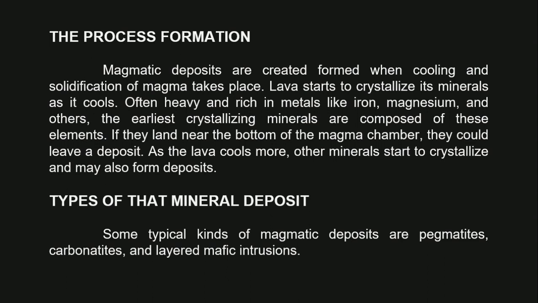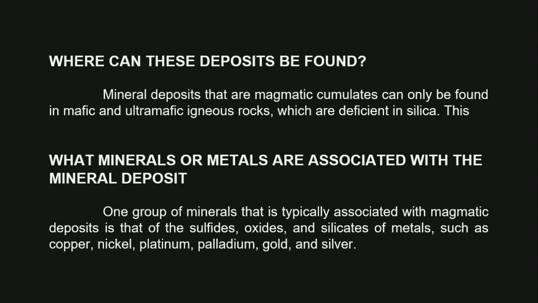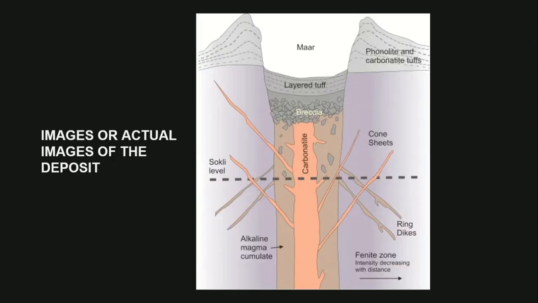So, some typical kinds of magmatic deposits are pegmatites, carbonatites, and layered mafic intrusions. Mineral deposits. These magmatic cumulates can only be found in mafic and ultramafic igneous rocks, which are deficient in silica. One group of minerals that is typically associated with magmatic deposits is the sulfides, oxides, and silicates of metals such as copper, nickel, platinum, palladium, gold, and silver. So these are the pictures of magmatic deposits.